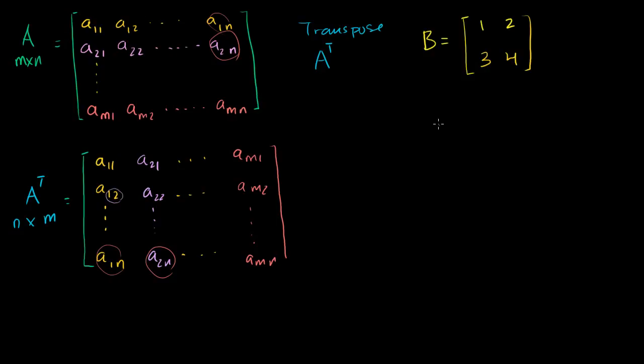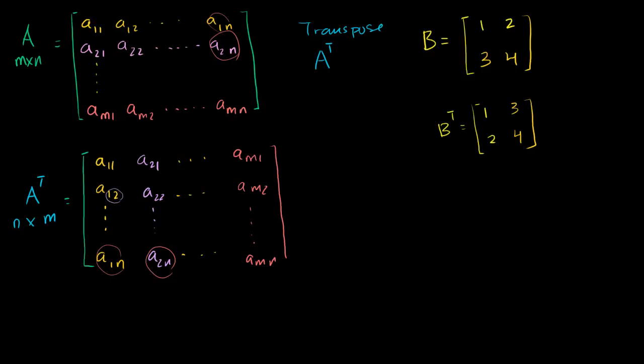But what is B transpose going to look like? B transpose is going to be equal to, you switch the rows and the columns. So the first row will now become the first column, 1, 2. And the second row will now become the second column, 3, 4. Or you could view it the other way. The first column now became the first row, and the second column now became the second row.